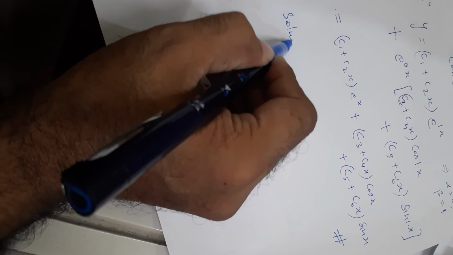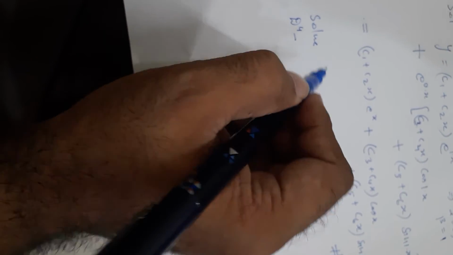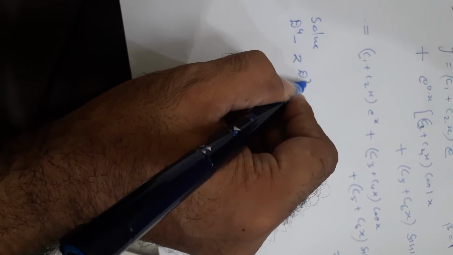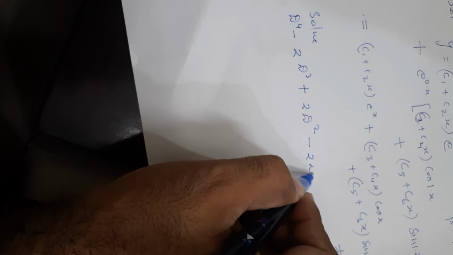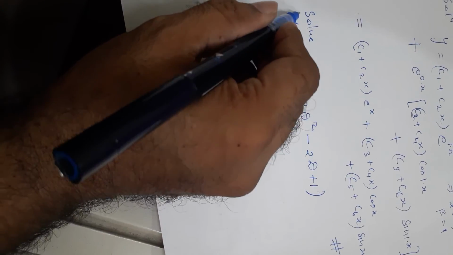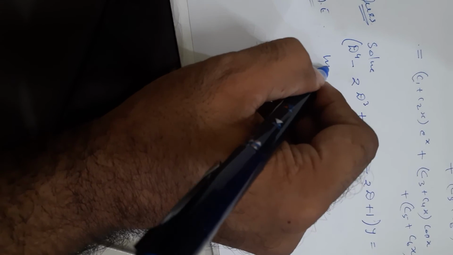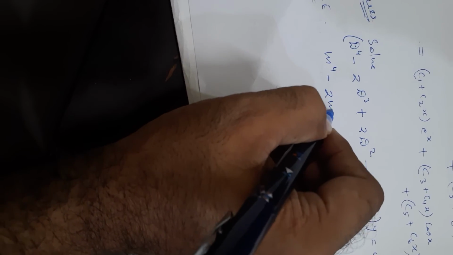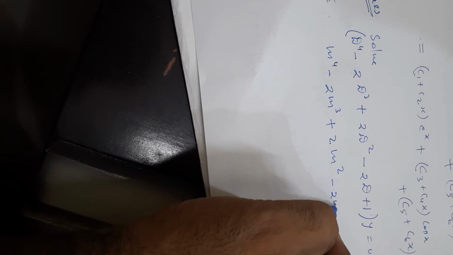Next question: solve the differential equation (D⁴ − 2D³ + 2D² − 2D + 1) y = 0. So first of all we find the auxiliary equation: m⁴ − 2m³ + 2m² − 2m + 1 = 0.